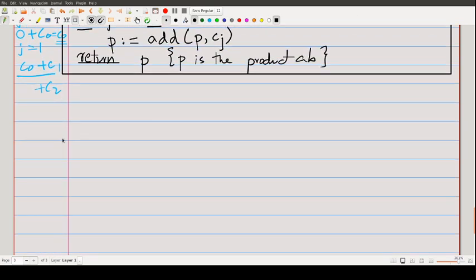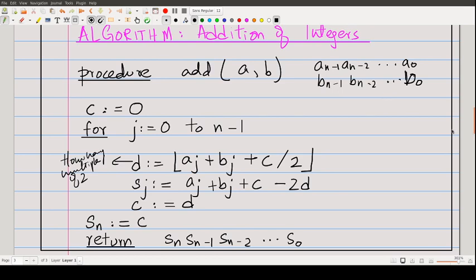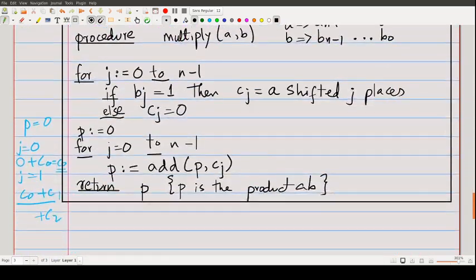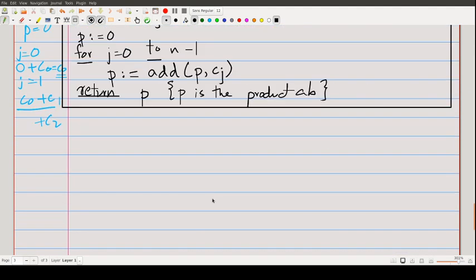So before we move on to the next section, there's just one more thing that we need to discuss, which is what's the complexity of these algorithms? What's the complexity of addition and what's the complexity of multiplication? The thing to notice is that we're doing additions of individual bits in addition, and in multiplication we're simply doing some shifts and then some addition.